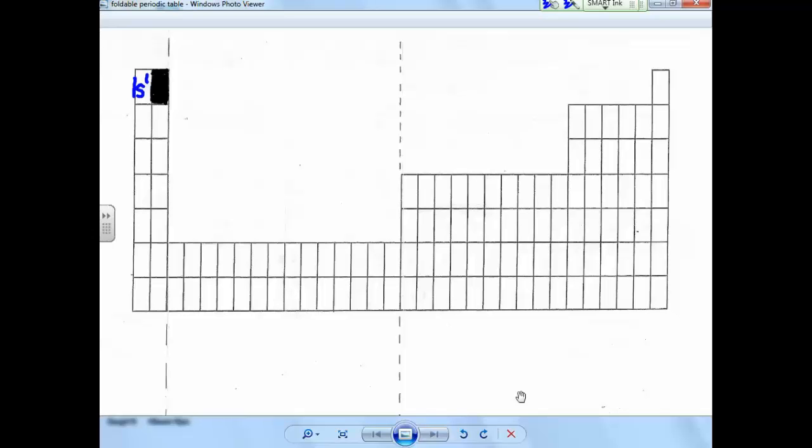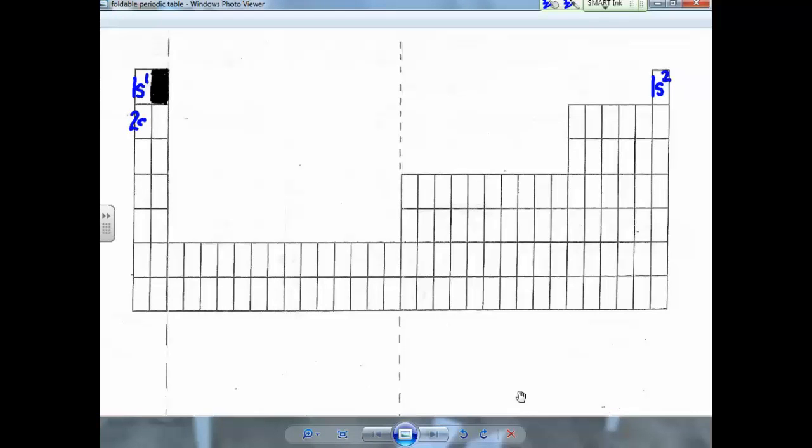What's the next element? Helium, which has 2 electrons. What would its configuration be? 1s2. So over here where helium is, we'll put 1s2. Lithium would be next, and if we were going to list its whole configuration, we would say 1s2 and then 2s1. So we'll put the 2s1 where lithium is. Beryllium would be next. 2s2. It would end with 2s2.